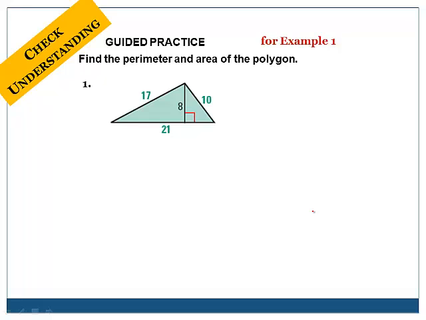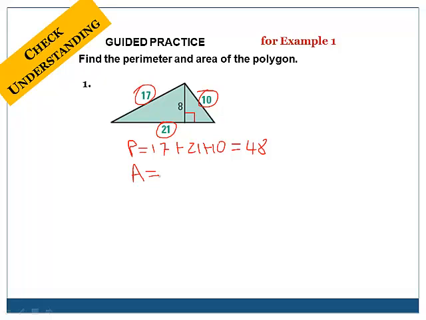So again, perimeter, pretty straightforward, pretty easy. You just add 21 plus 10 plus 17. So we got 17 plus 21 plus 10 gives you 48. And then we have the area.